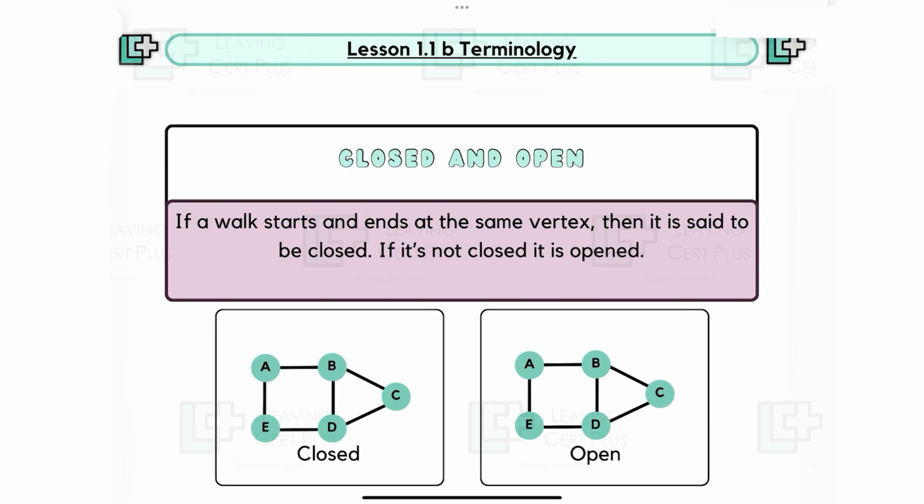If a walk starts and ends at the same vertex, it's said to be closed. So a cycle is a closed walk. Whereas if it's not closed, we just call it open. So an example of a cycle might be B, C, D, E. That's closed because it circles around onto itself. Whereas an example of an open walk would be A, B, C, D. It's not closed off, so we call it open.